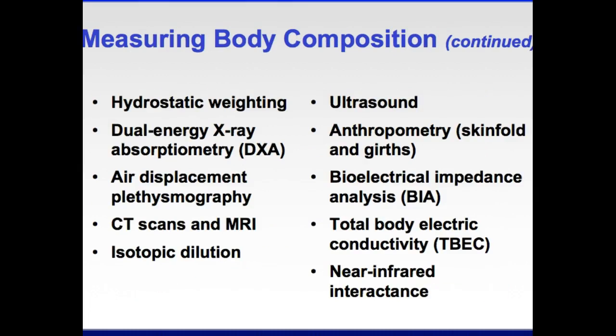Here are some other ways for measuring body composition: hydrostatic weighing, dual energy X-ray, air displacement, CT scans, isotopic dilution, ultrasound, anthropometry, which is the skin fold and girth, bioelectrical impedance analysis, BIA, total body electrical conductivity, and near-infrared interactance.